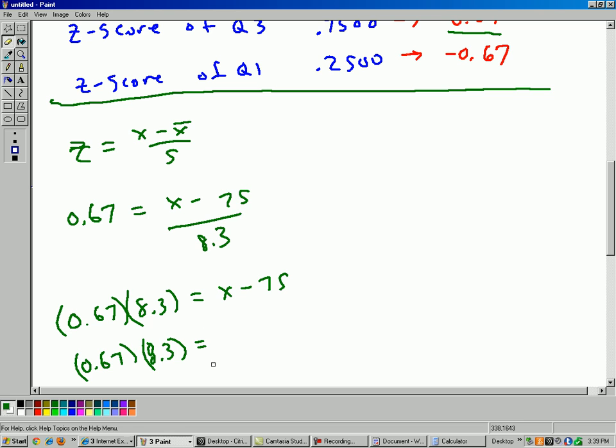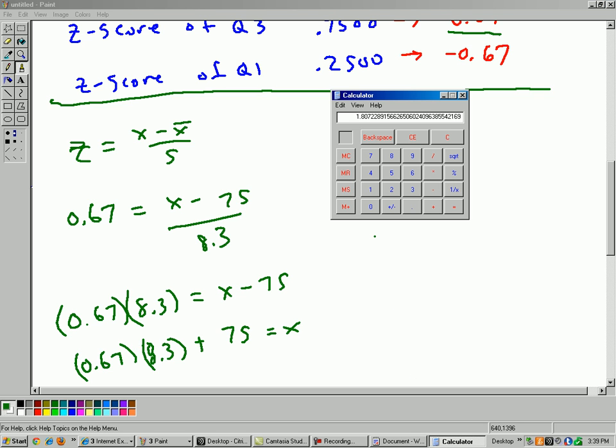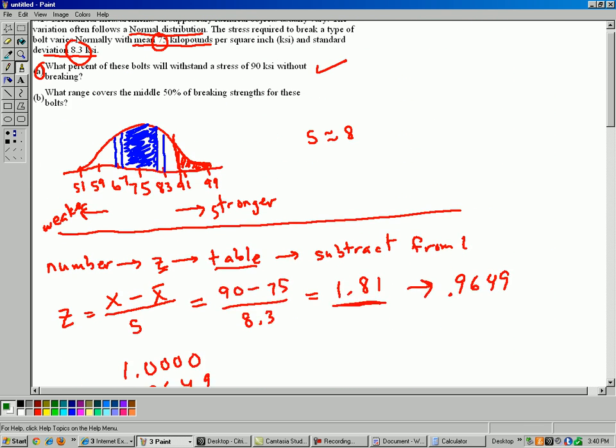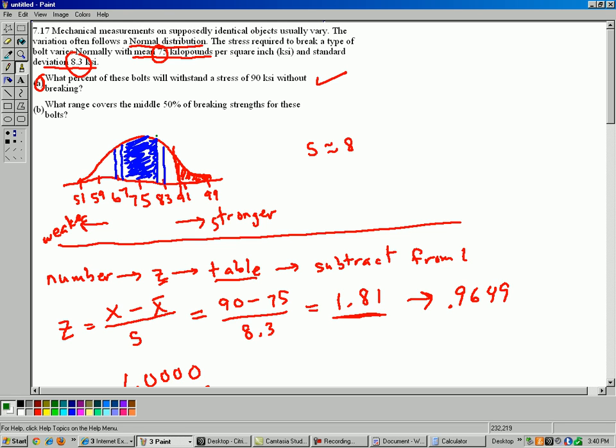Oops, hold on here, made a mistake. Plus 75 equals x. Okay, let's do this calculation here. Let's go back to the calculator. 0.67 times 8.3 is 5.561 plus 75, 80.56. Okay, does that number make sense? Let's go back to our original sketch. We knew that the third quartile was here in the low 80s, so 80.56, that makes sense.